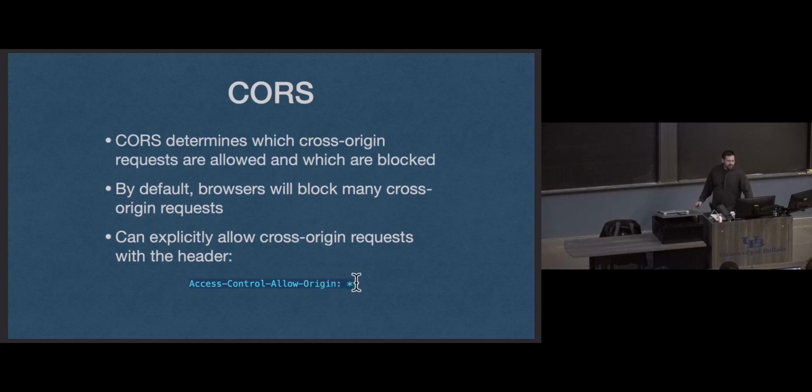You can allow, please don't do this, you can allow cross-origin requests. So in your server code, if you have a path that's a POST request, and you want to allow other hosts to be able to hit this endpoint, you can say Access-Control-Allow-Origin star. If you put this header in your response, then that will allow all cross-origin requests to hit that endpoint.